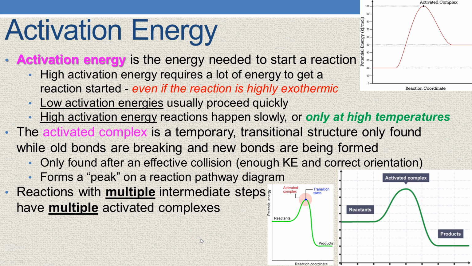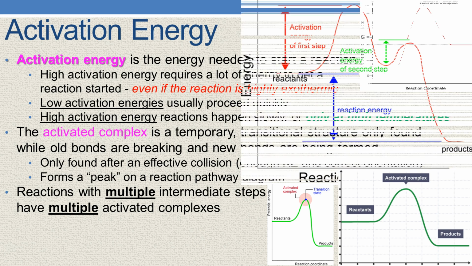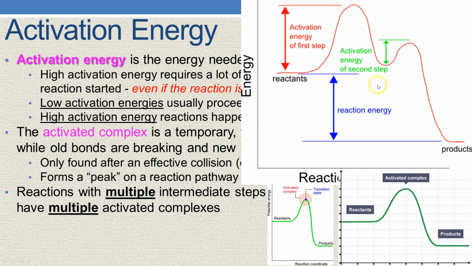Reactions that have multiple intermediate steps are going to have multiple activated complexes. Here's my reactants, there's the products. Here I have multiple activated complexes. There's one right there, there's another one right there. And I have one intermediate there right in the middle.